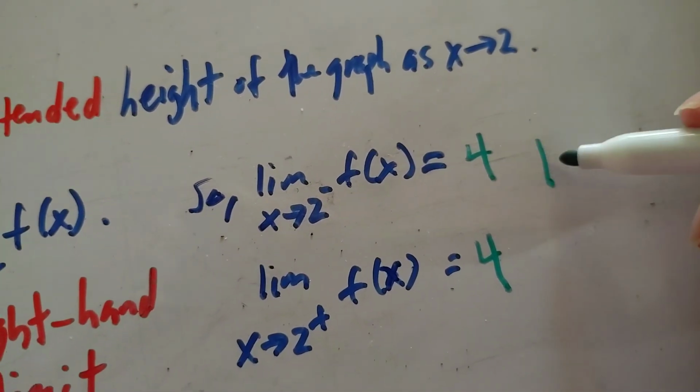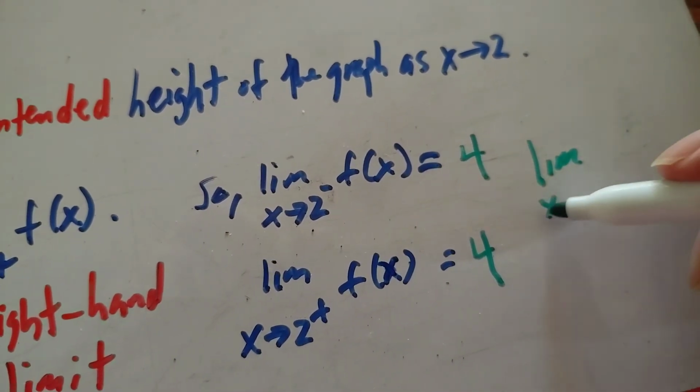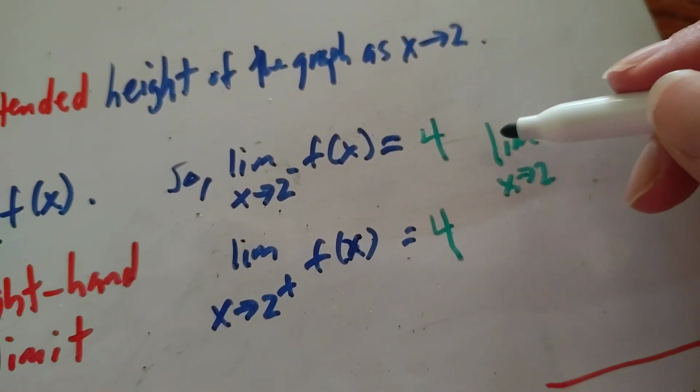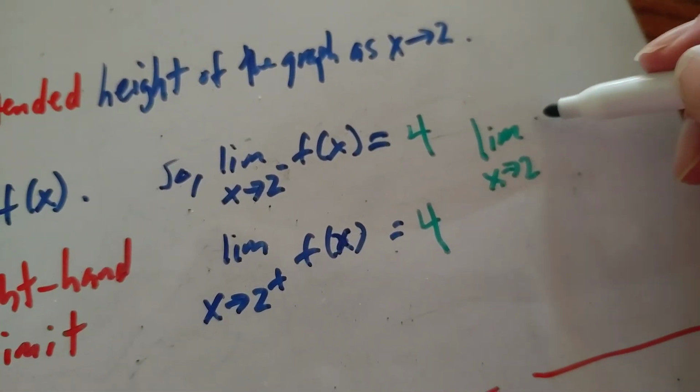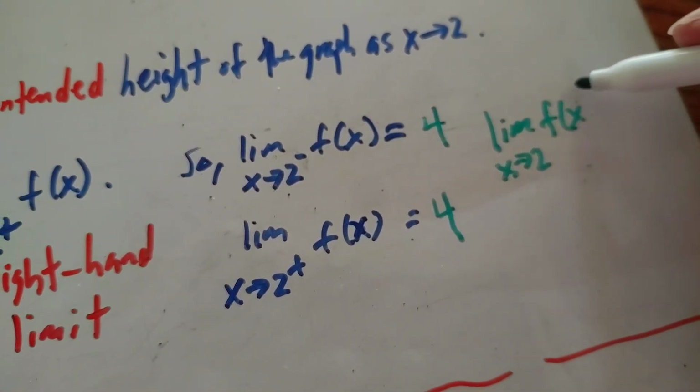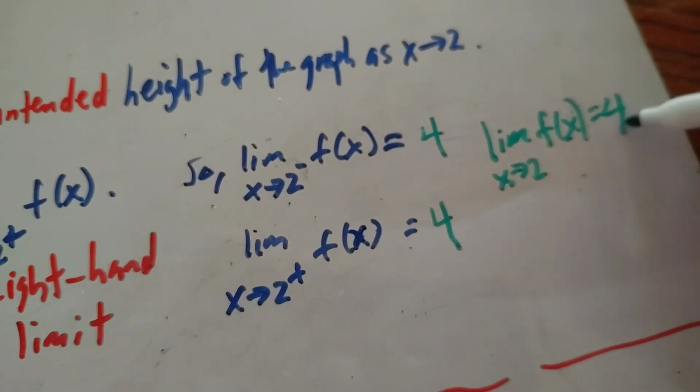which is denoted like this, the limit as x approaches 2, without a plus or a minus. This is the general limit. So the general limit, and limits need inputs, I'm going to write f of x. That will also equal 4.